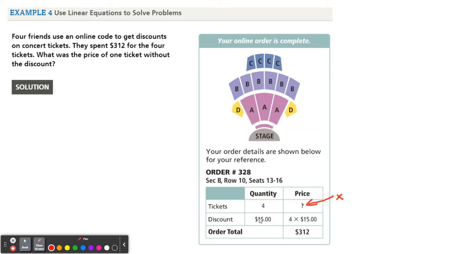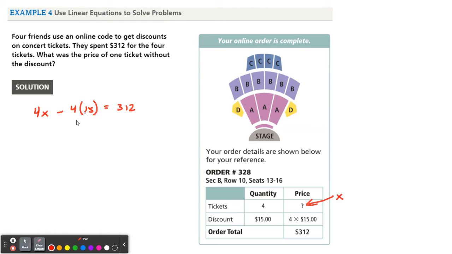And again, they got a discount of $15 per ticket. So this is their discount. And their total was $312. So we're trying to figure out what was the original price. So if we take the 4 and we multiply it by the original price, that would be the original amount they spent for all the tickets. But now we're going to subtract the discount, 4 at $15 each. That's going to leave us with the amount they paid, which is $312.